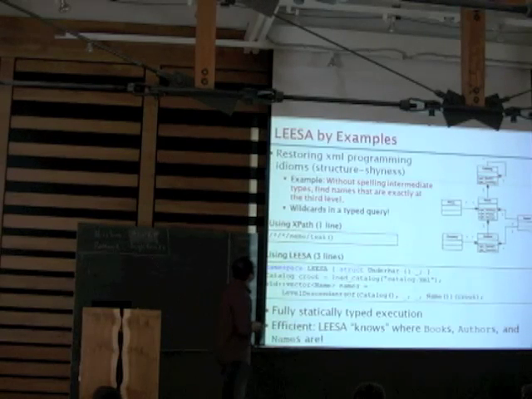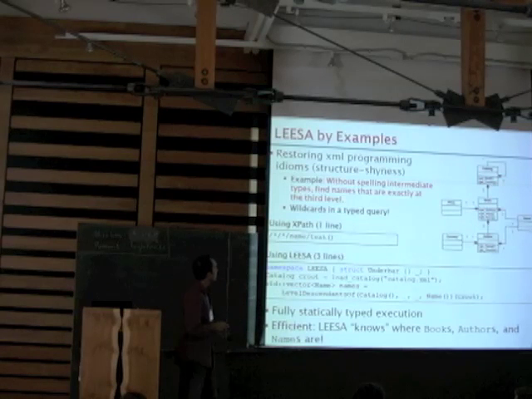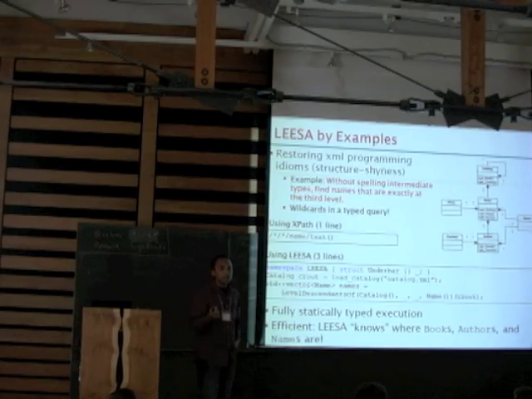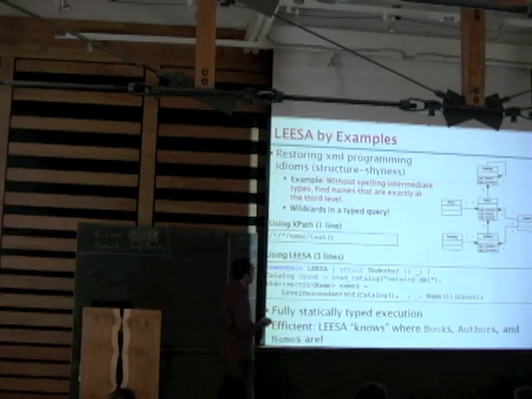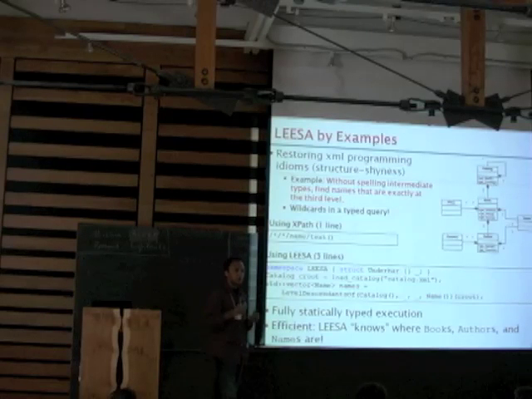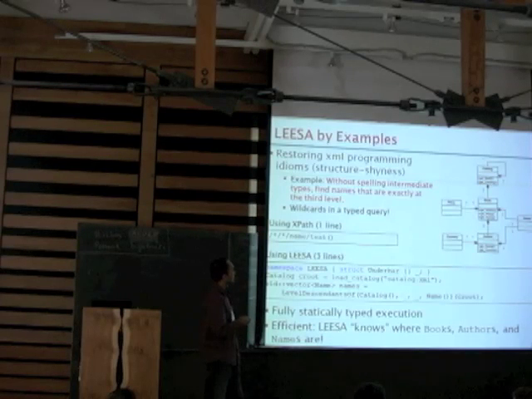Moving forward, this is a third example. How could you actually, without spelling the intermediate types, arrive at name objects? So here's a Lisa example. You start with catalog again, because that's the root of the tree. And you don't have to specify anything here. You can just say underbar, which is a Lisa predefined object in the Lisa namespace. You just leave it out here and just put name.